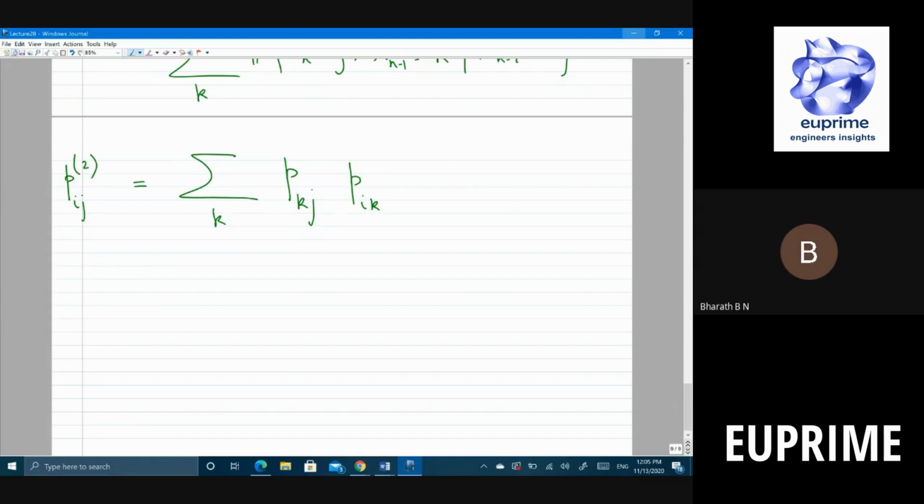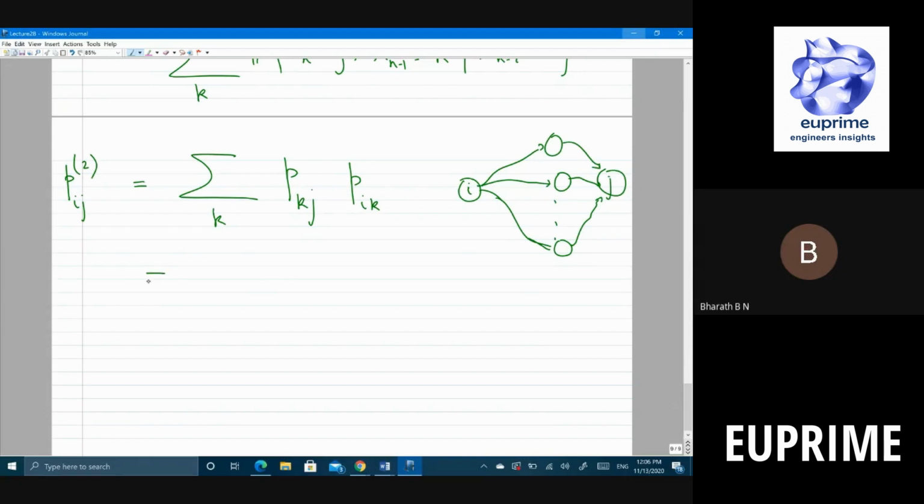So pictorially it's like this, right? I start at I, go to some state K, whatever state it may be. It could even be I itself. And then I go to state J. So if you sum over all possible intermediate states, that gives you this.